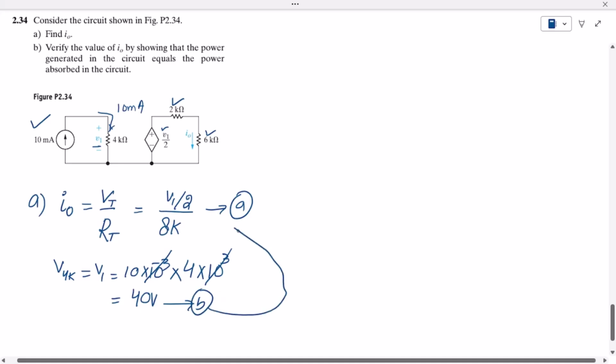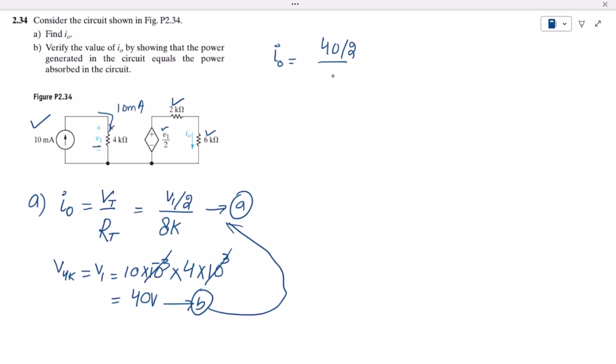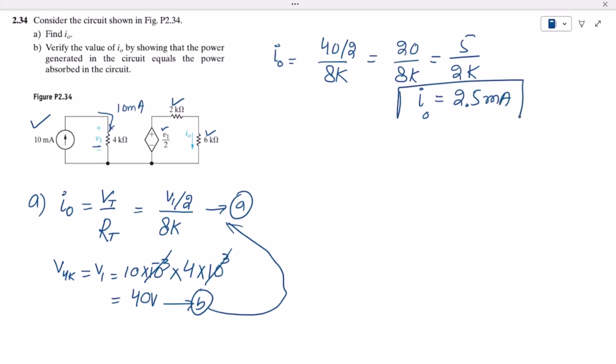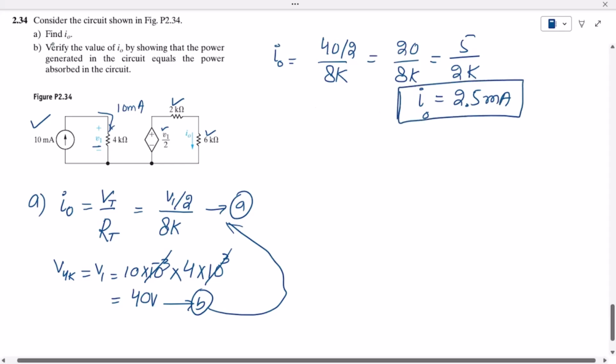Now take B and put it in A. What will I get? The value of I naught will be equal to 40 divided by 2, divided by 8k. So it will be 20 divided by 8k, which is 2.5 milliamps. Okay, so the value of I naught is 2.5 milliamps, and we have found it out.